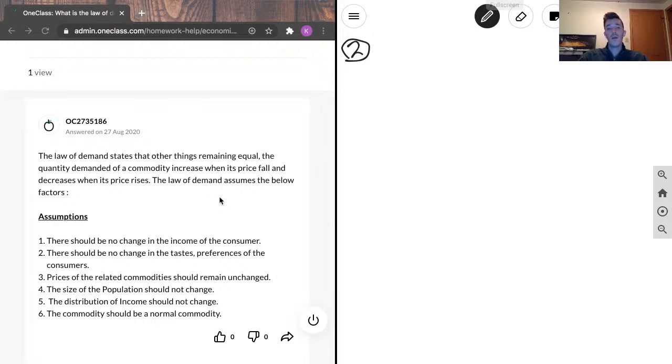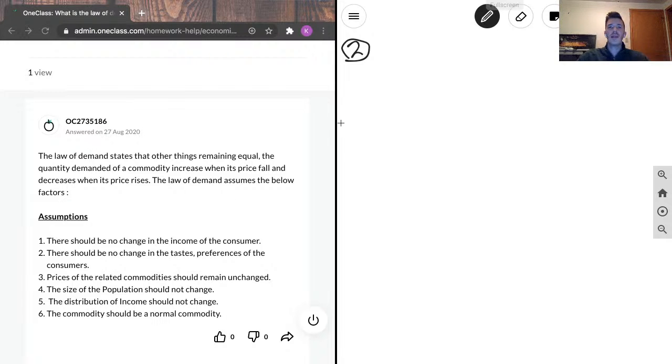The assumptions are: 1, there should be no change in the income of the consumer. 2, there should be no change in the tastes, preferences of the consumer. 3, prices of the related commodities should remain unchanged. 4, the size of the population should not change. 5, the distribution of income should not change. And 6, the commodity should be a normal commodity.